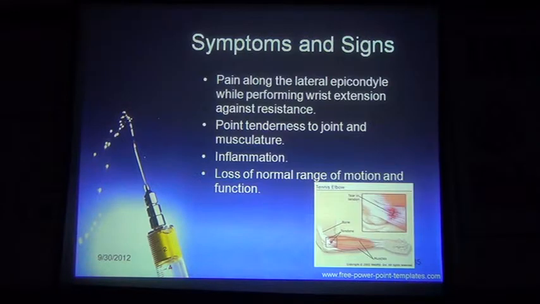The symptoms and signs would be pain in the elbow on the lateral side. Whenever the patient tries to lift anything, write, or use the forearm, there will be pain in the elbow. You can see the inflammation of the common extensor origin.